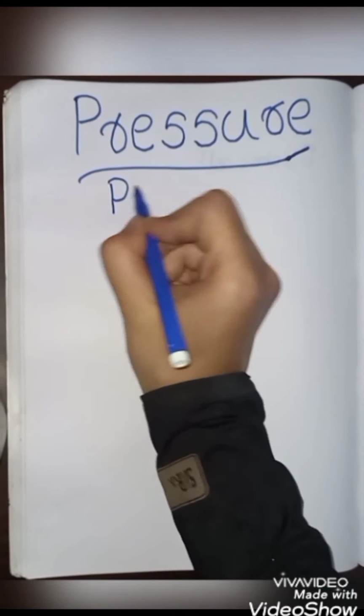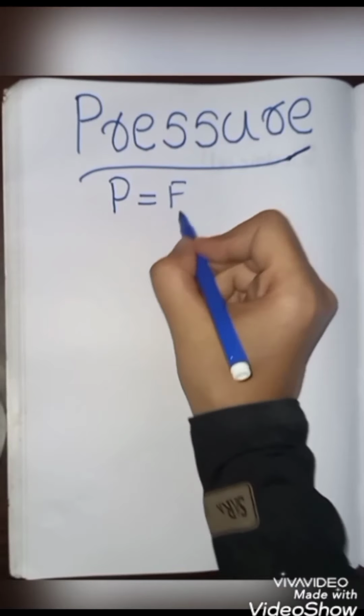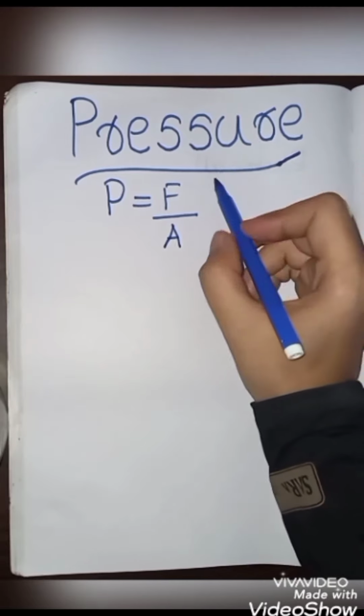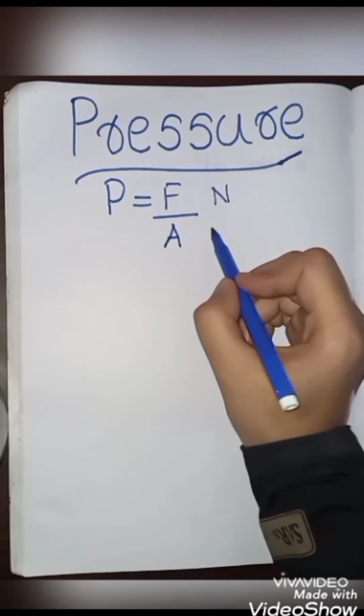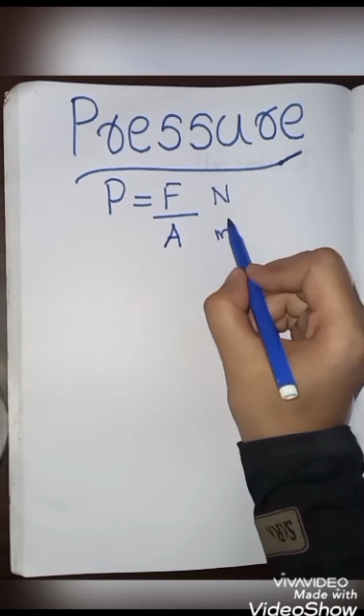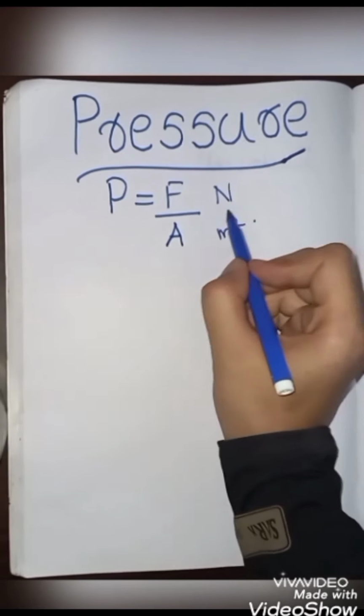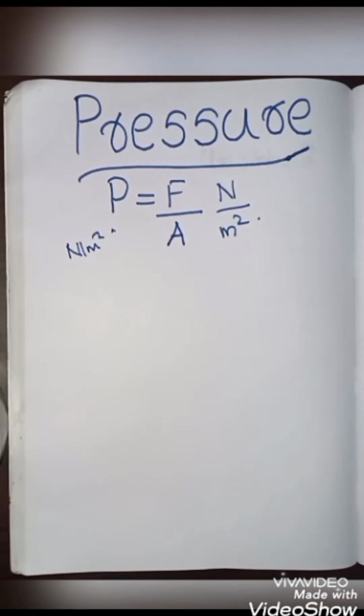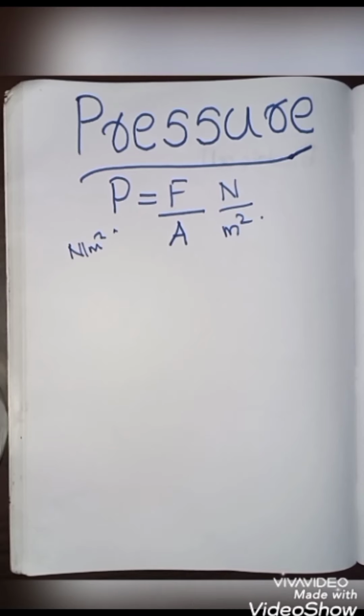What is the equation for pressure? Pressure is equal to force by area. Pressure P is equal to force by area. So, what is the unit of pressure? That is, force is Newton and the unit of area is meter square. So, the unit of pressure is Newton per meter square. Hope you understand that.